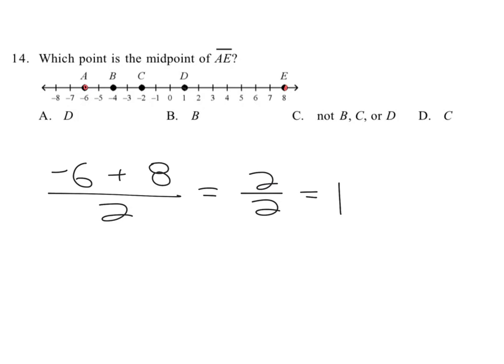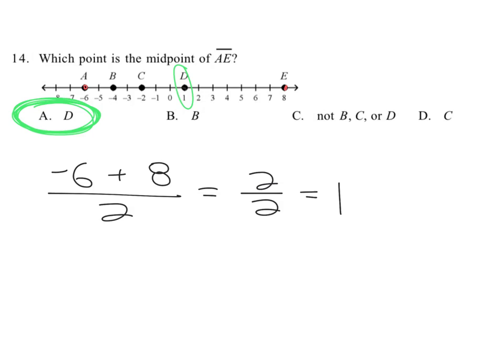So we should be able to say, D is the midpoint, which would be the response A at the start. And then B and C, it gives us some other numbers that if we were calculating it wrong, we might get that. We can just confirm this by counting.